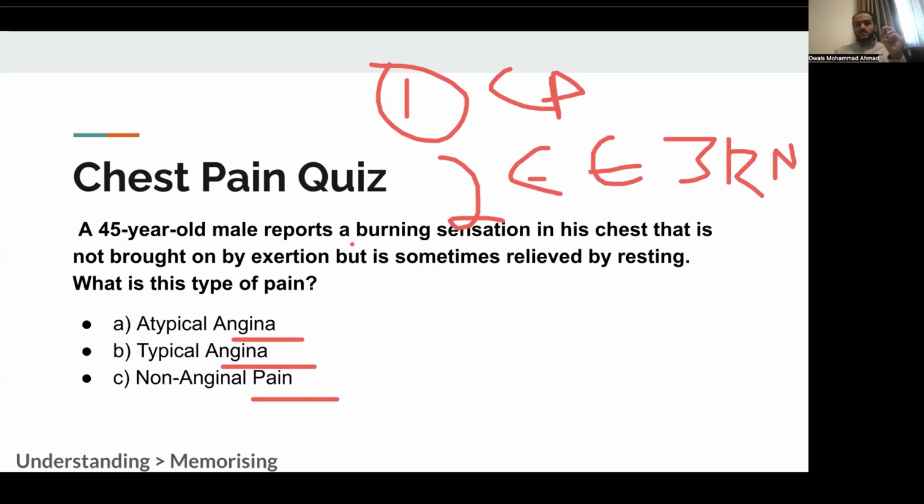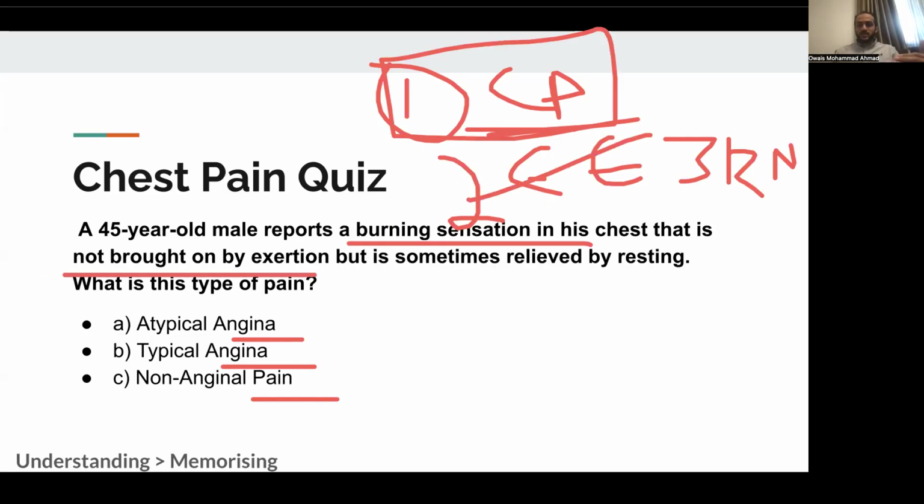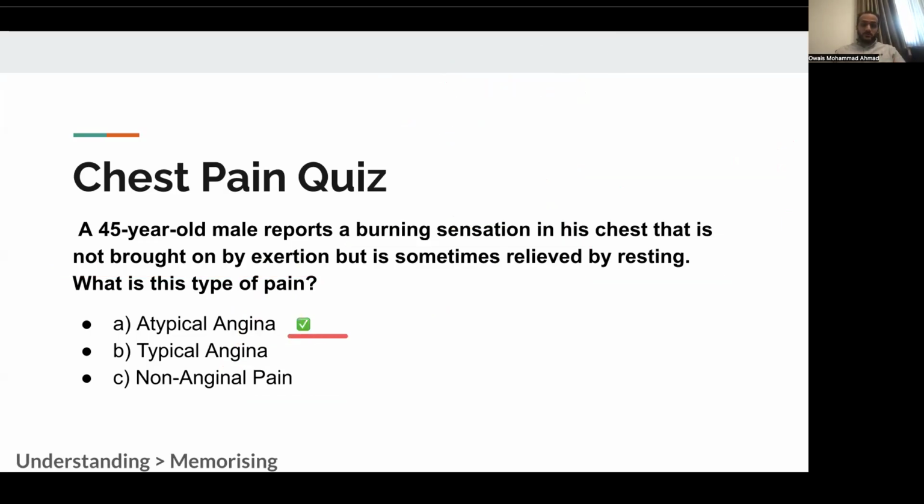First of all, he has a burning sensation, so we can kind of give him the first criteria. Exertion, emotional stress: not brought on by exertion, so that's out. He doesn't have the second criteria. I'm crossing that out. And it is relieved by resting, so the third criteria he has. So how many criteria does he have? He has 2 out of 3. Therefore, the correct answer here is going to be atypical angina. And that is the correct answer as we say over here.